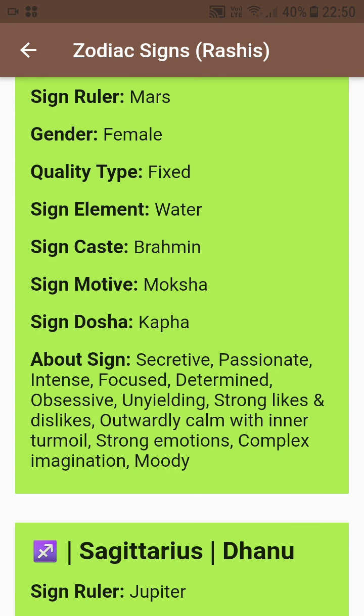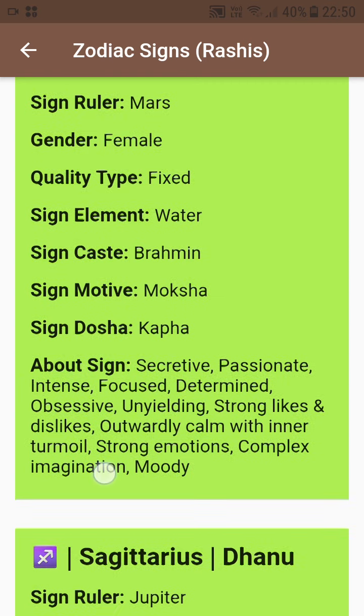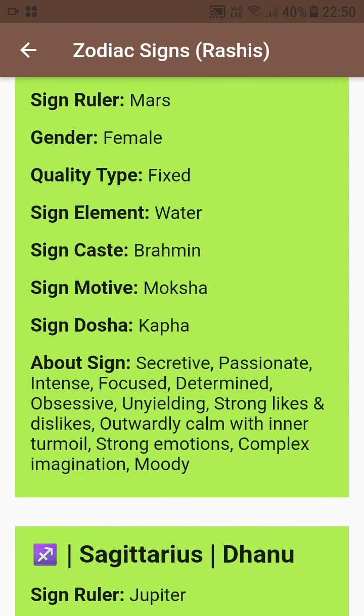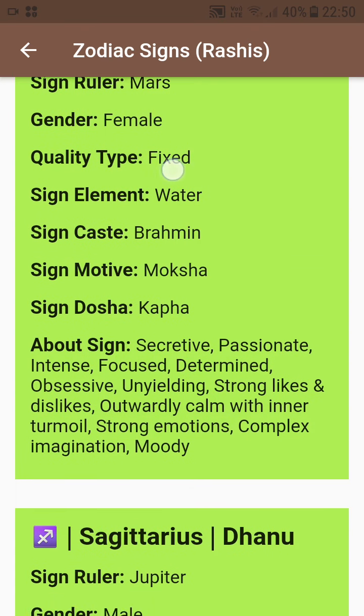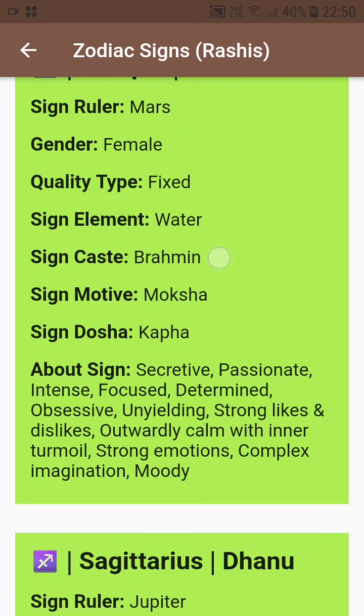Here is intensity, too focused, determined, obsessive, unyielding, strong likes and dislikes, outwardly calm, with inner turmoil. You see, this is the quality that you might see in the fixed water, some water bodies. Strong emotions, again, complex imagination and moody.